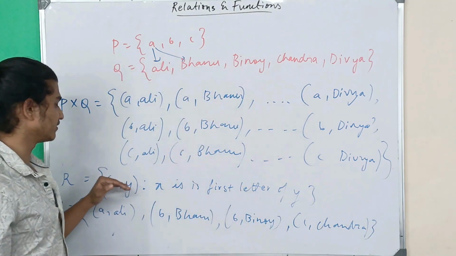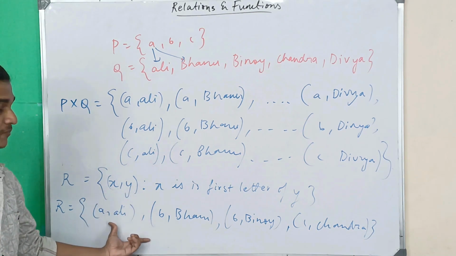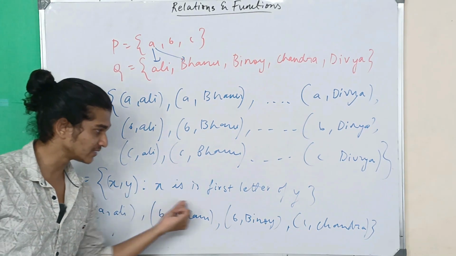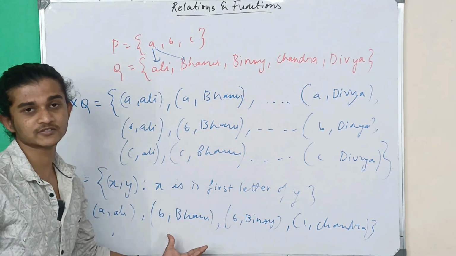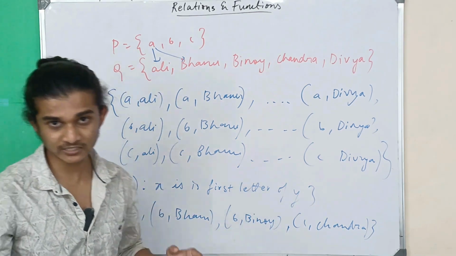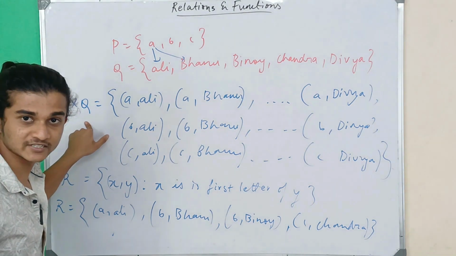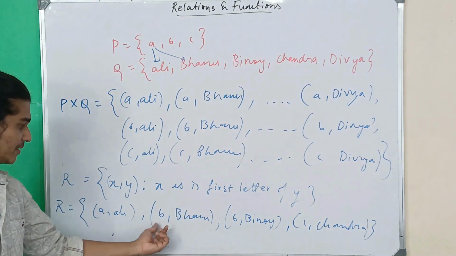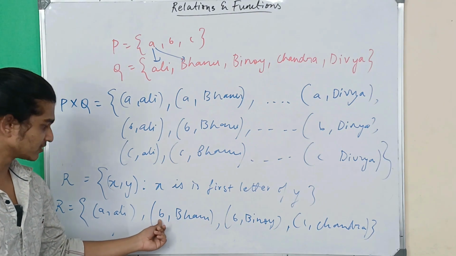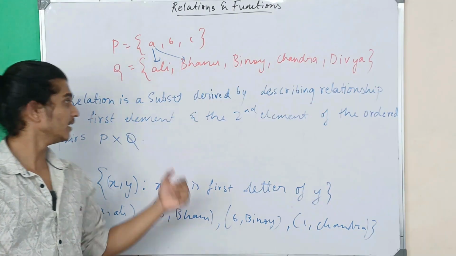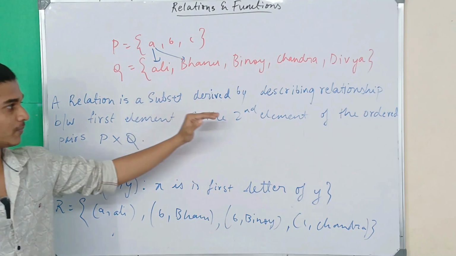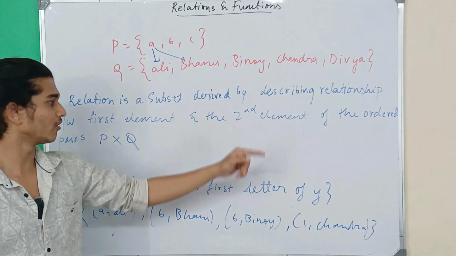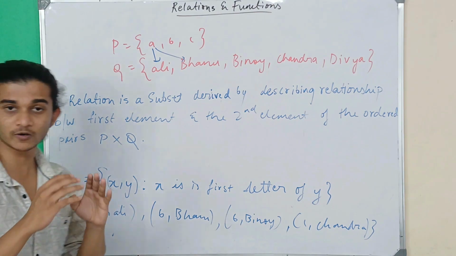Now basically what we found here was relation. You're going to find the relationship between these two, frame it as a relation, and then list all those elements. So a relation is basically a subset of the Cartesian product of two sets in which the elements are related to each other. How are these elements related? This is the first letter of this word. So a relation is a subset derived by describing the relationship between the first element and the second element of the ordered pair P cross Q. That's what we did.